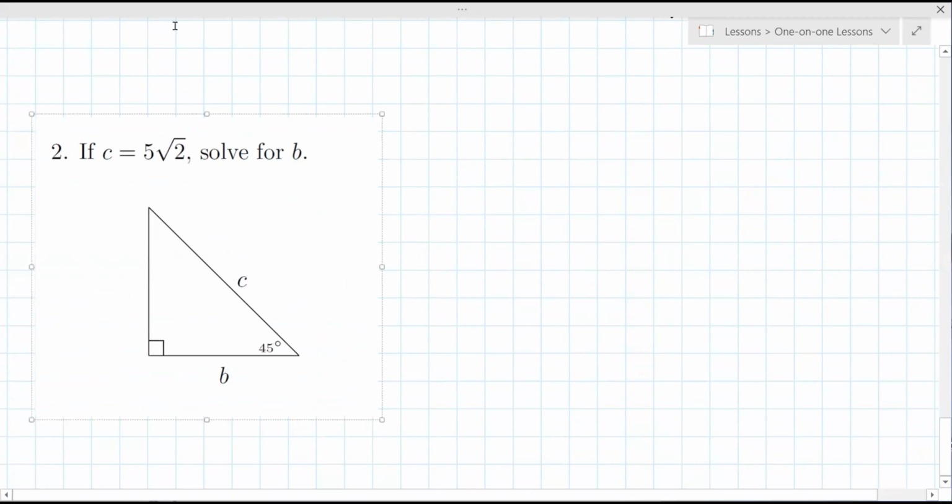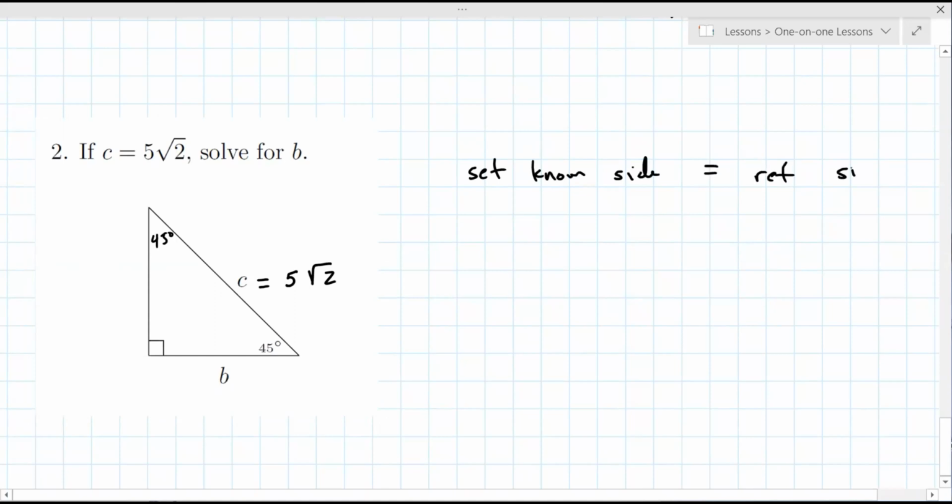Okay, so again, this is a 45, 45, 90 triangle because I'm telling you one of the angles is 45, one is 90, therefore the other one must be 45 degrees. But I'm telling you that the hypotenuse is 5 square root 2. And what I always write is you set the known side equal to the reference side. So in this case, your known side is 5 square root 2 and your reference side is x square root 2.